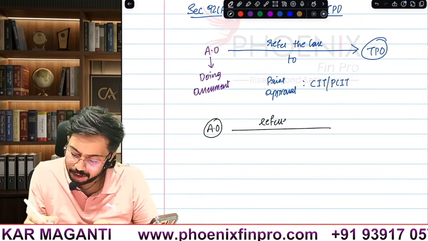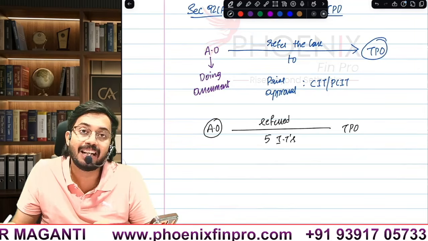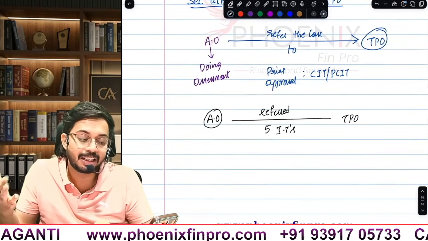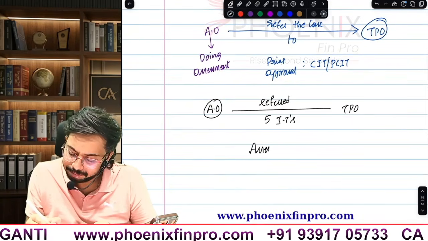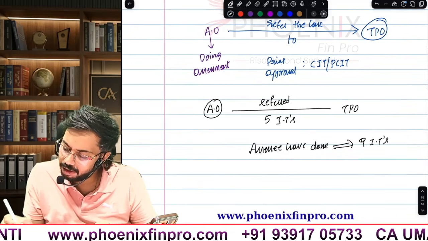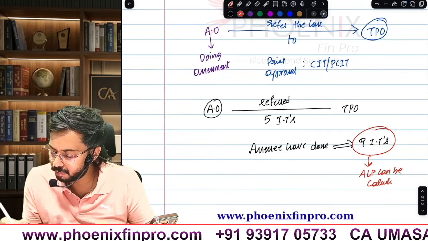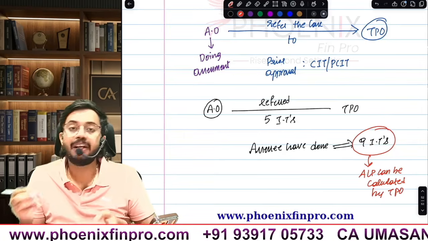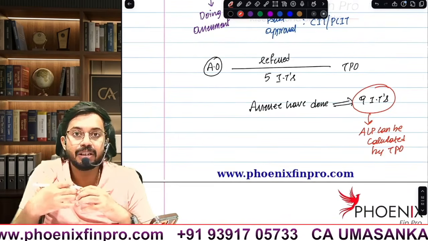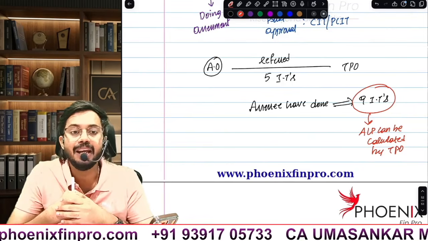For example, the AO referred 5 international transactions to the transfer pricing officer. But SSC has done 9 international transactions. Can the transfer pricing officer consider 9 international transactions? Can he calculate arm's length price for 9 international transactions? The answer is yes. SSC has done 9 international transactions. For these 9 international transactions, arm's length price can be calculated by the transfer pricing officer. So once reference is made to the transfer pricing officer, he can utilize all the data that is available with him. He can obtain additional data from SSC also, and the transfer pricing officer can calculate arm's length price either for transactions referred by the assessing officer or for all transactions done by SSC. Are you able to understand?